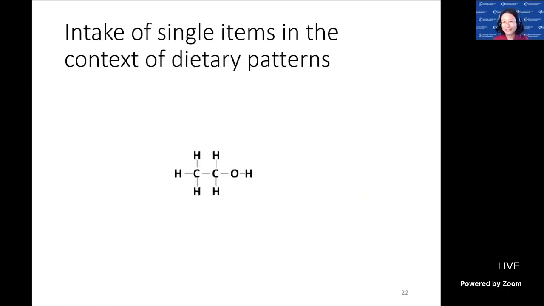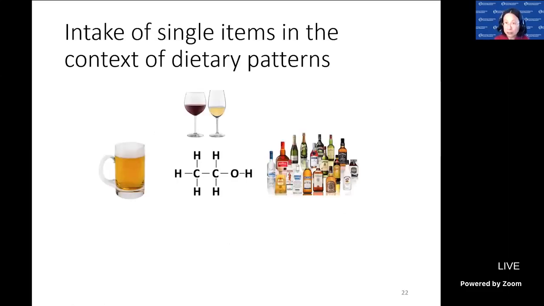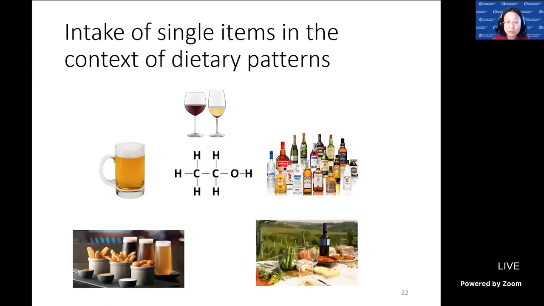And to give you a little example, we have this little pesky molecule over here called ethanol. Well, ethanol exists in different mediums. I'll call them mediums because it can exist in different beverages that have other components in them too. So we don't consume ethanol in isolation, and we don't even consume the alcoholic beverages in isolation, because they exist in the context of whatever else we are consuming as well. So how would this ethanol influence disease risk in the context of dietary patterns? It's something that further research can actually explore.